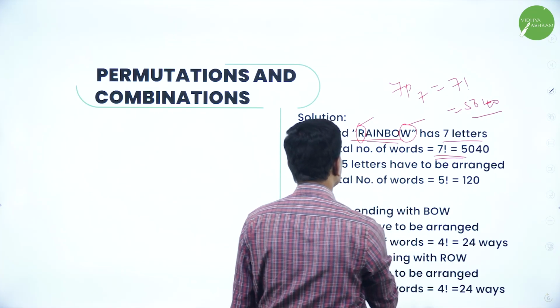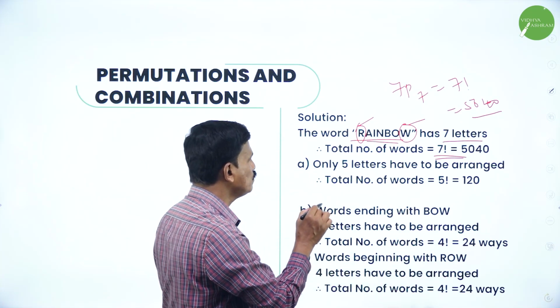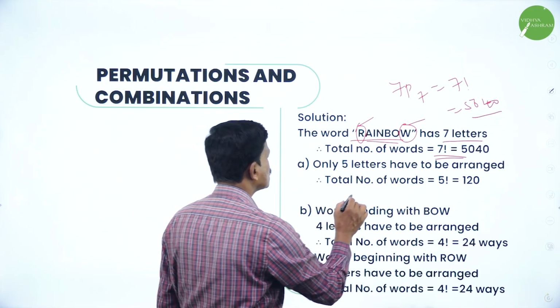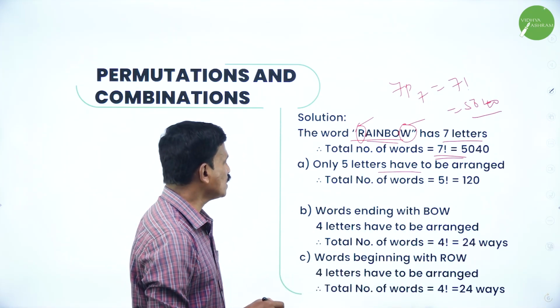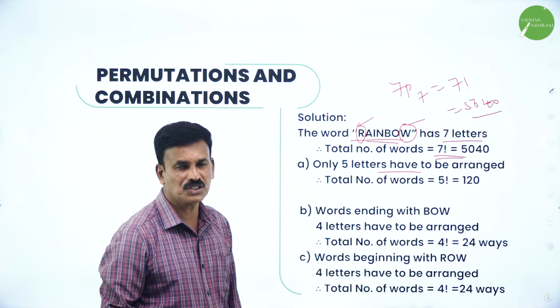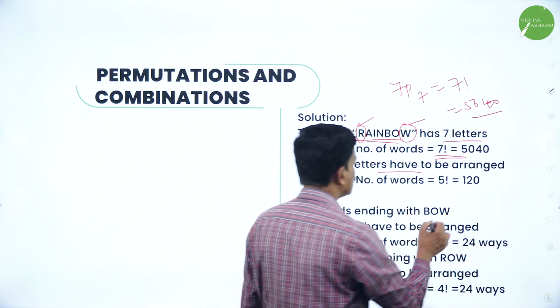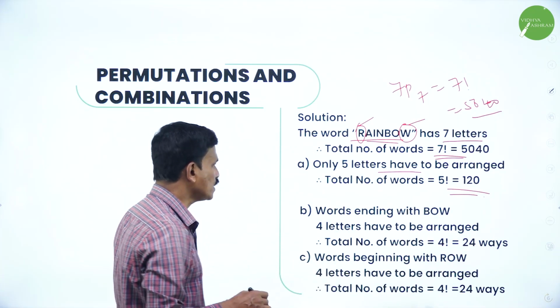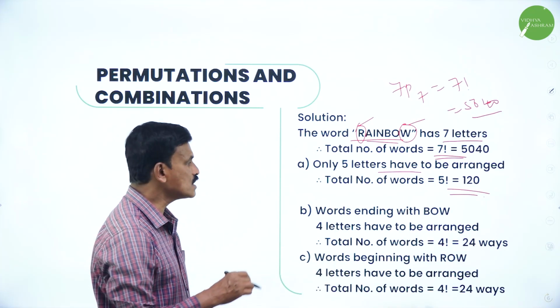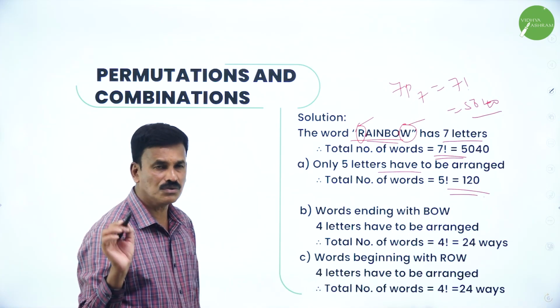The remaining letters are A, I, N, B, O. So that is 5 letters, and only 5 letters have to be arranged. Therefore the total number of words will be 5 factorial. 5 factorial is nothing but 120. So we are going to arrange the remaining 5 letters in 5 factorial ways, that's equal to 120.